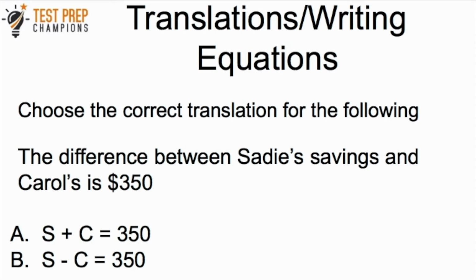Okay, here's another example. Choose the correct translation for the following. The difference between Sadie's savings and Carol's is 350. So pause the video, try this out, and as always, we'll go over it. Okay, so the correct answer here is B. We're asked to find the difference between Sadie's and Carol's. S minus C equals 350. Hopefully that makes sense for you.